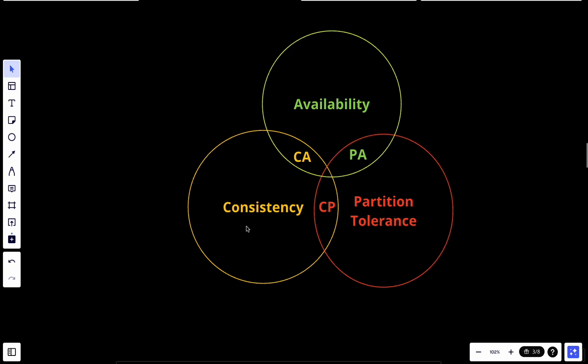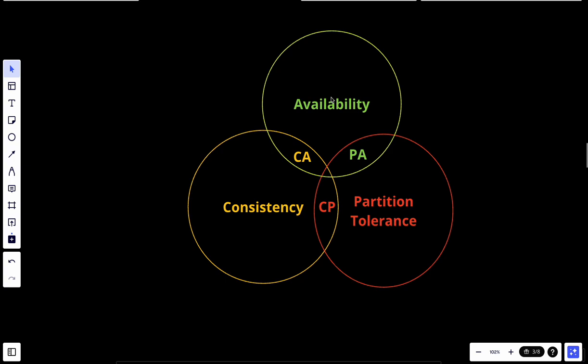Consistency, availability, and partition tolerance. We can only achieve two: consistency and availability, or consistency and partition tolerance. Consistency means all nodes in the system see the same data at the same time, regardless of which node they interacted with. In other words, if a write operation is successful on one node and a read operation is performed on another node, the read will return the result of the most recent write.